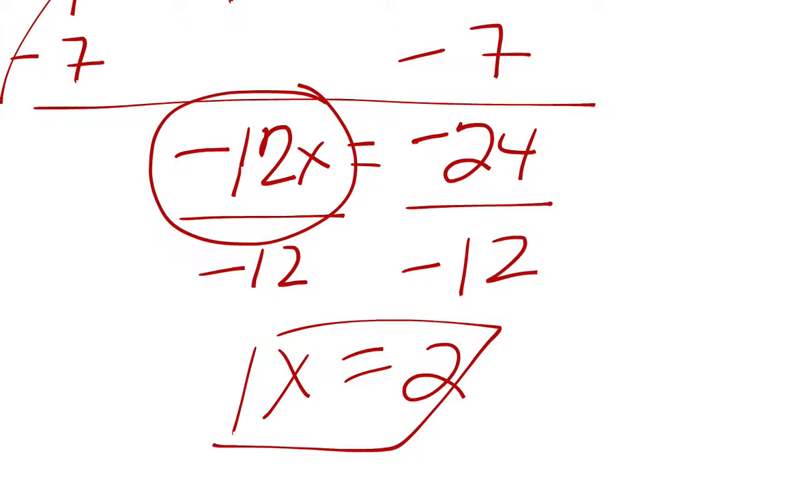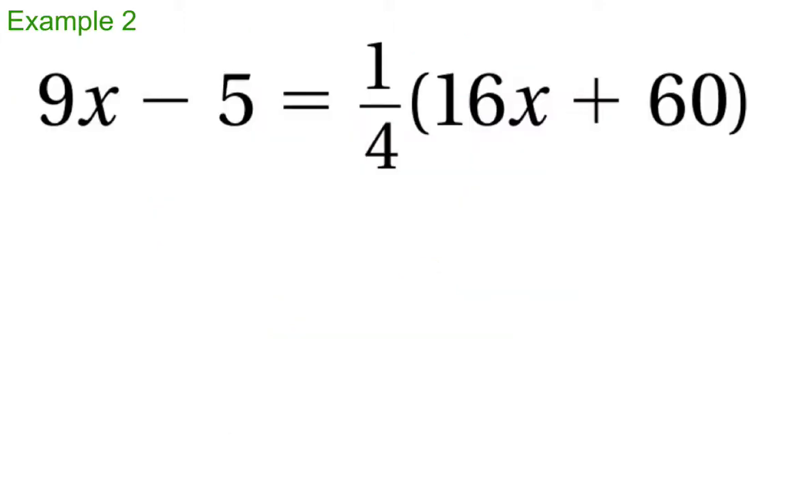Like I said, if you don't do it in the beginning, it's completely fine. You'll still end up with the same answer. It's just a tip. Okay, let's go on to the next example. Next one. This one we have to simplify first and then get all the variables to one side.